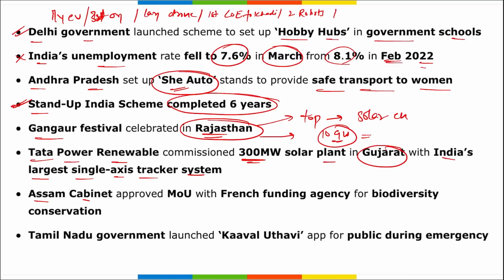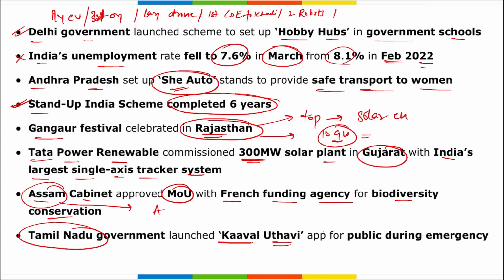system. Assam cabinet has approved an MOU with a French funding agency for biodiversity conservation. In Assam, we observe a festival by the name Ambubachi festival. Then Tamil Nadu government has launched Kaval Uthavi. This is a mobile application for the public during emergency.